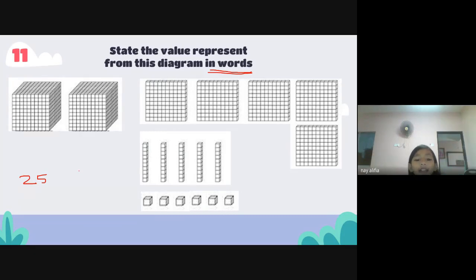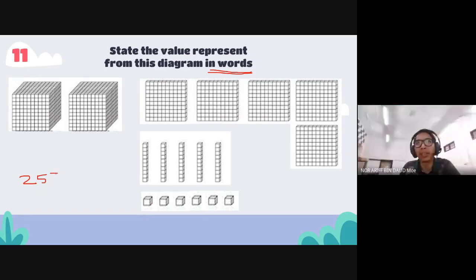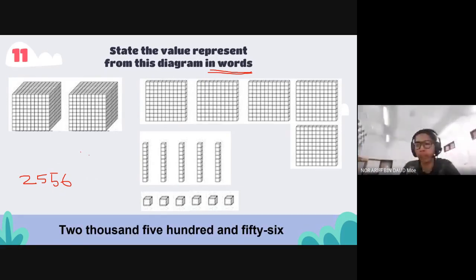500 and 50 and 6. 56. Okay. Saya Sapia kata the answer is 2556. Okay, so we check Science Sapia answer. 2556. Okay? Okay. Now we go to the next slide.